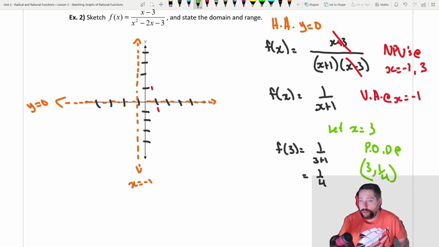Okay, so that's where the point of discontinuity is. So let's go ahead and graph that. I'm going to put it in green just so that we know where it is. So it's going to be at 3, 1/4. So 1, 2, 3, 1/4. So it's about there. Okay.